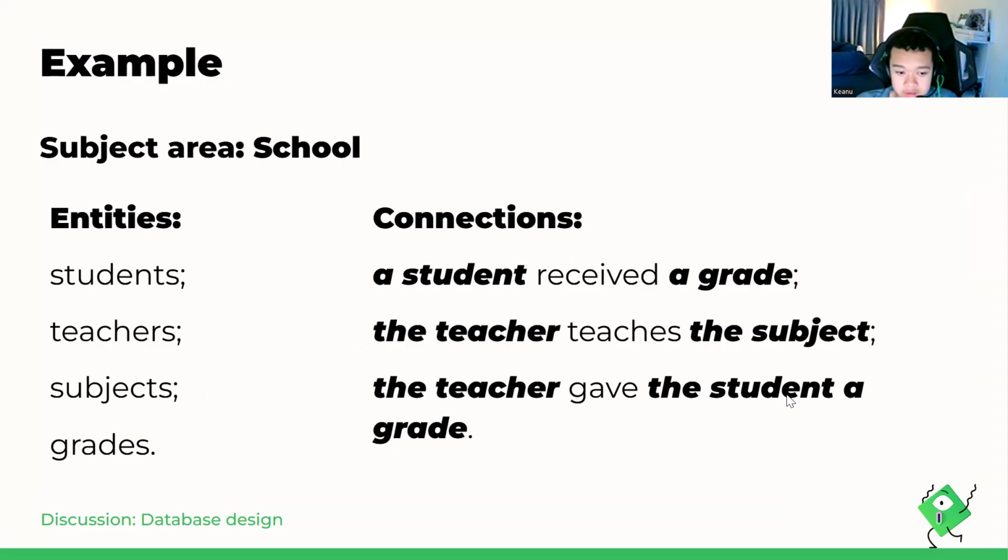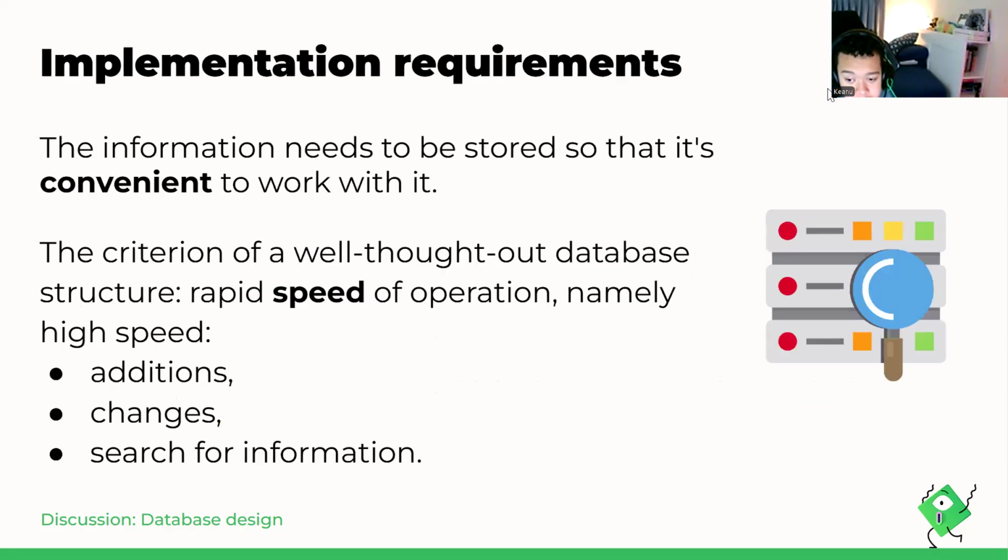So, an example for this subject area: for the entities we have the students. The connection is maybe that a student can receive a grade. And also entities for the teachers. The teachers teach the subject, so that's the teacher's capability. And also the subjects. The teacher gives the student a grade. Basically, that's part of the connection. We have the subjects, grades, teachers, and students as the entities, and also the connections between them.